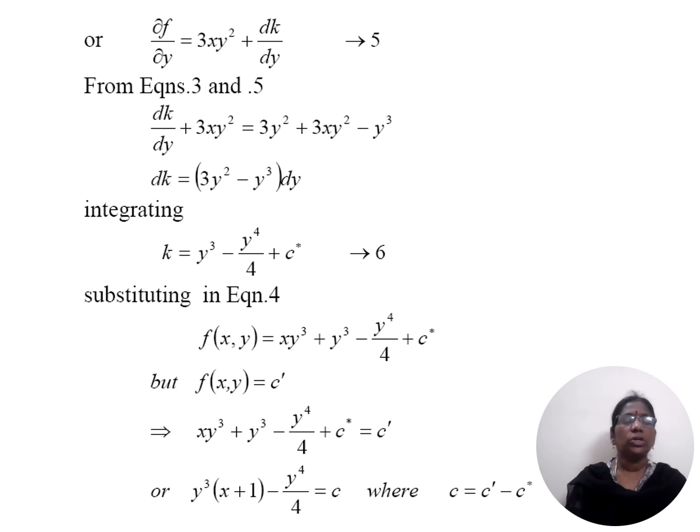And hence the solution is f(x,y) = xy³ + y³ − y⁴/4 + c*. But f(x,y) = c', which implies xy³ + y³ − y⁴/4 + c* = c', or y³(x + 1) − y⁴/4 = c, where c = c' − c*.